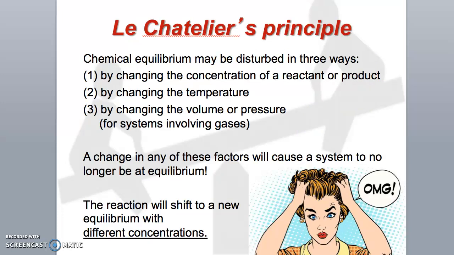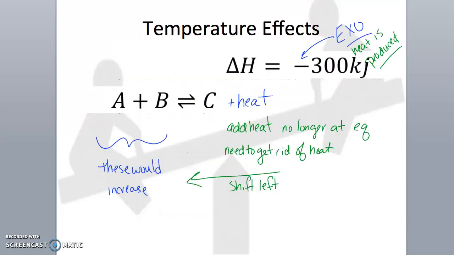Le Chatelier's principle involves making a change to a system at equilibrium, which can be done by adding or removing products, reactants, changing the temperature, or changing the volume of gas systems. Let's first look at the temperature effect, since we've discussed this before. This reaction has a delta H value which is negative, so this is an exothermic reaction. An exothermic reaction produces or gives off heat, so it may be useful to write the word heat on the product side of the reaction.